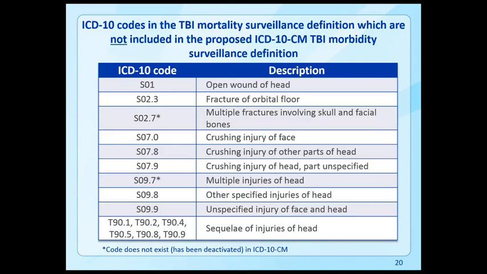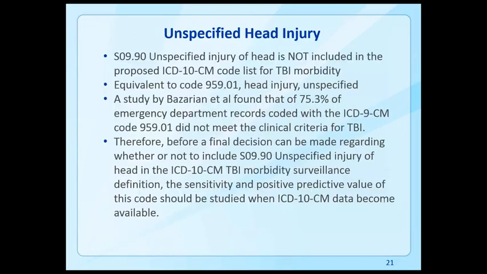So we also, in case you're interested, this slide shows the codes that are included in our ICD-10 TBI mortality definition, but these are not included in the ICD-10-CM morbidity definition. And we've mentioned these a couple times already, things like open wound of the head, crushing injury of the face, or sequelae injuries of the head, things that would be more likely to show up on a death certificate as indicative of a traumatic brain injury than in a hospital or other type of medical record.